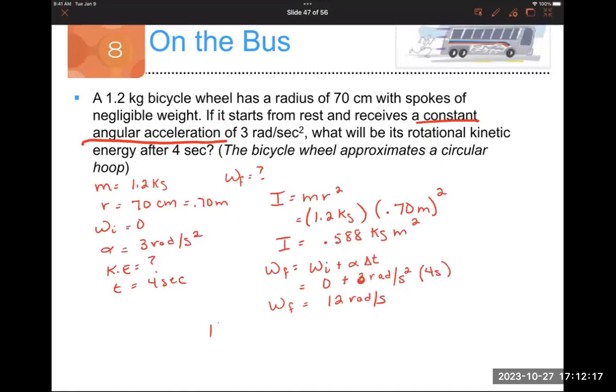So now we can determine kinetic energy, because that is 1/2 I omega squared. So we have 1/2 times 0.588 kilograms meters squared times our omega, which is 12 radians per second, and that's all squared. So our kinetic energy comes out to be 42.3 joules.